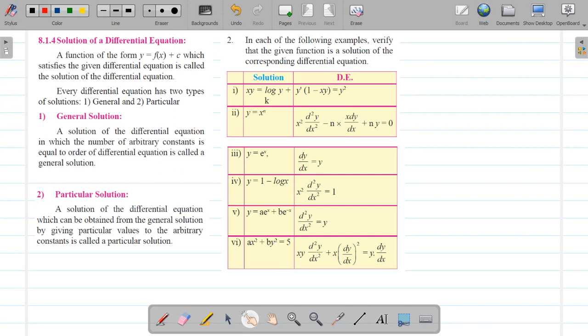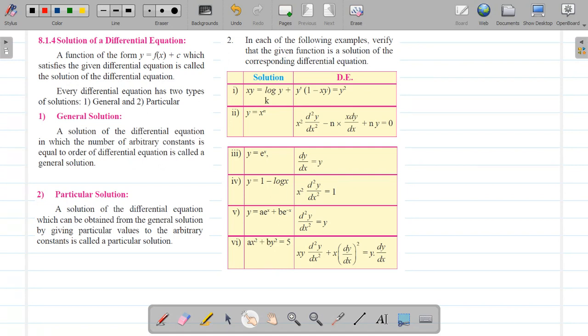A solution of the differential equation in which the number of arbitrary constants is equal to the order of the differential equation is called a general solution. We will take one example so that you will get a clear idea about the general solution.